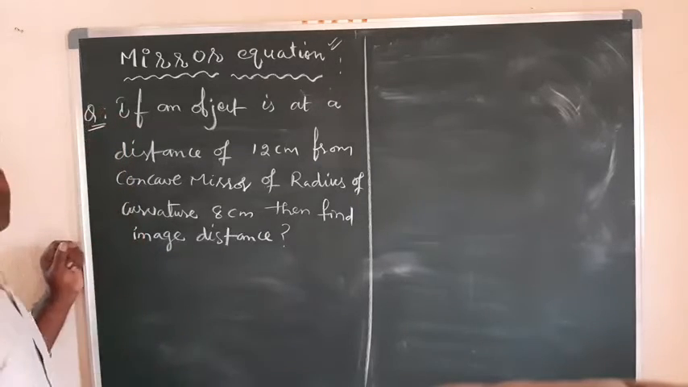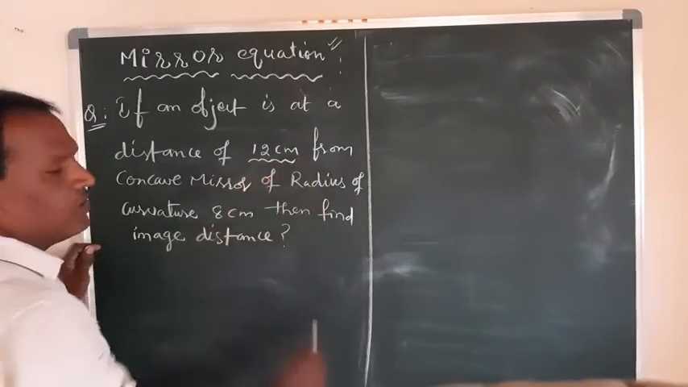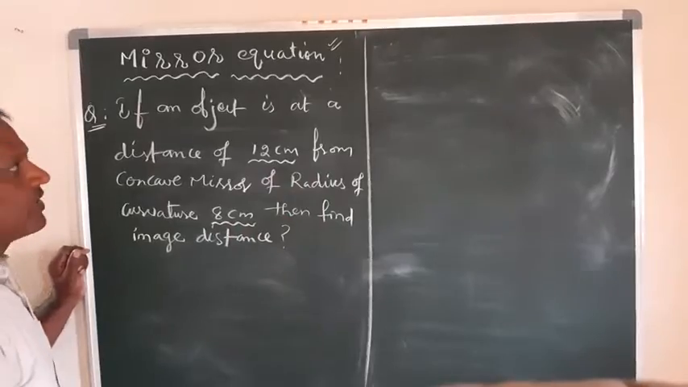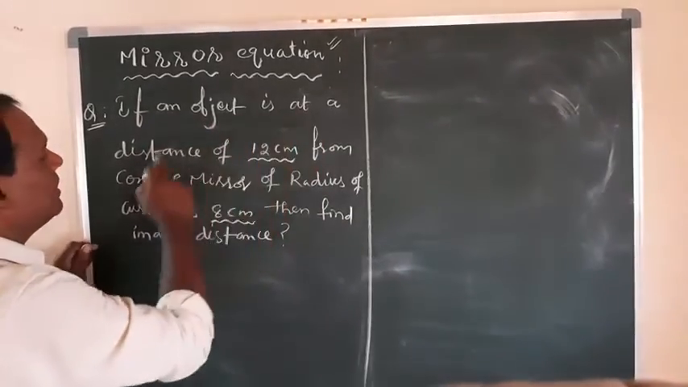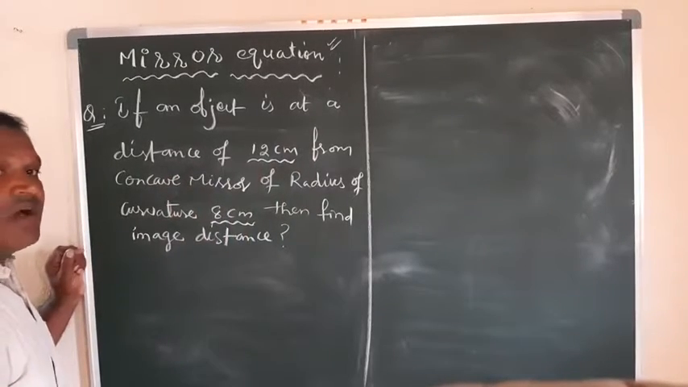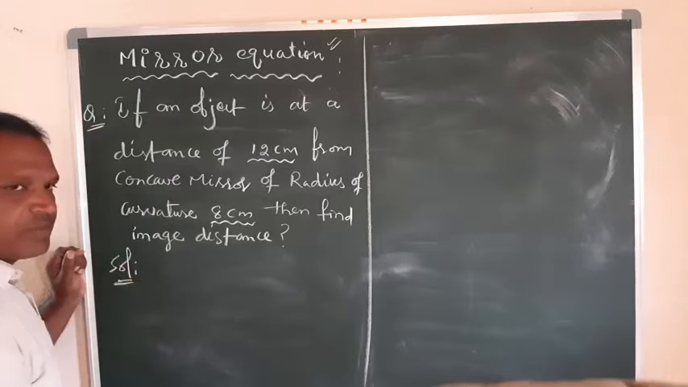Read the question properly. What information is given? Here you have a value of 12 centimeters, and one more value is given, 8 centimeters. If an object is at a distance of 12 centimeters from the concave mirror, it means it is the object distance. So for this, how can the solution be calculated?